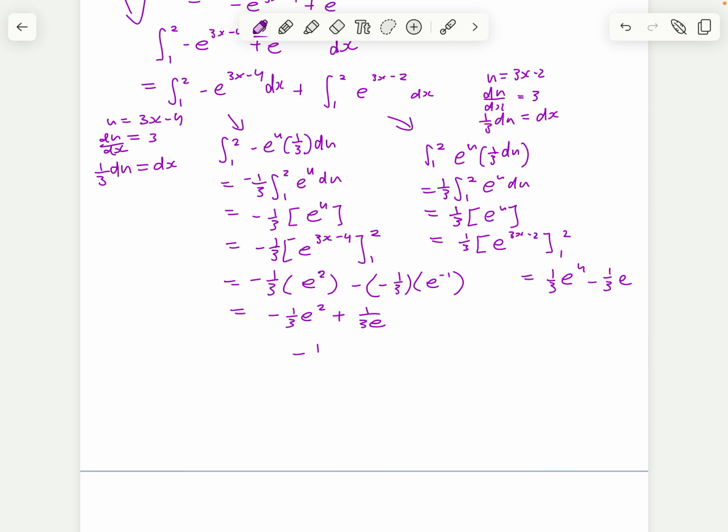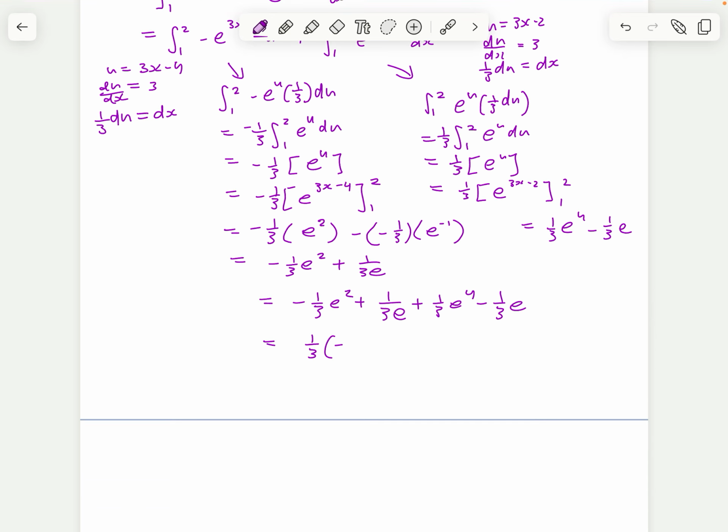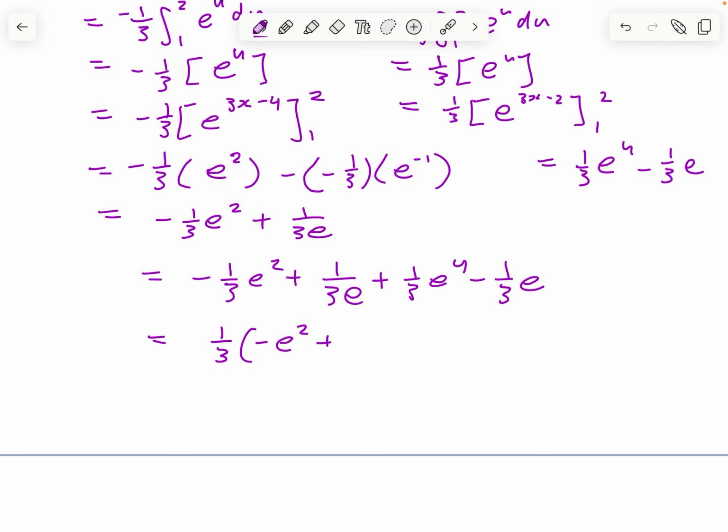Now we combine everything, so we get this plus 1/3 e^4 minus 1/3 e. So there you have it. If you want to make it even simpler, you can simplify that or factor out the 1/3. So we get negative e squared plus 1 over e plus e to the power of 4 minus e. So there you have it. That is how you do these kinds of problems.